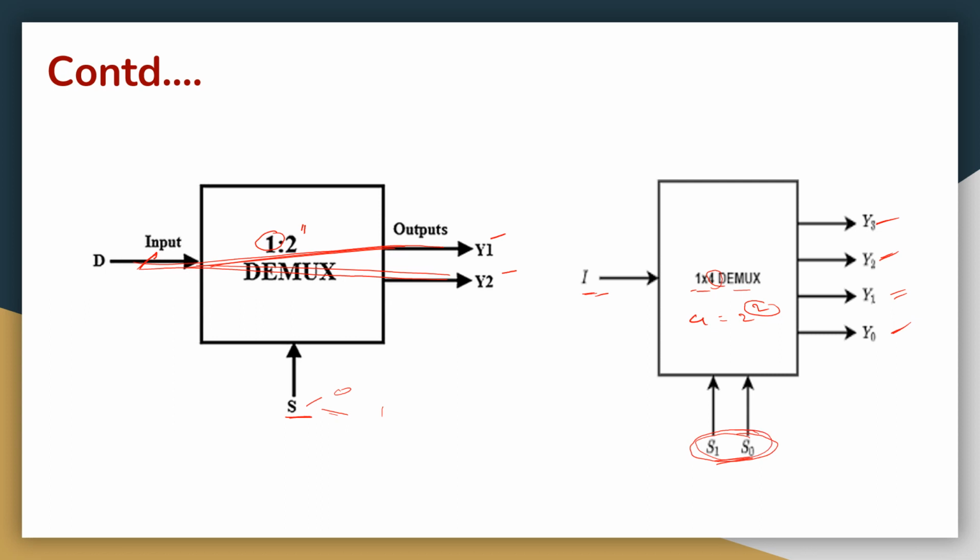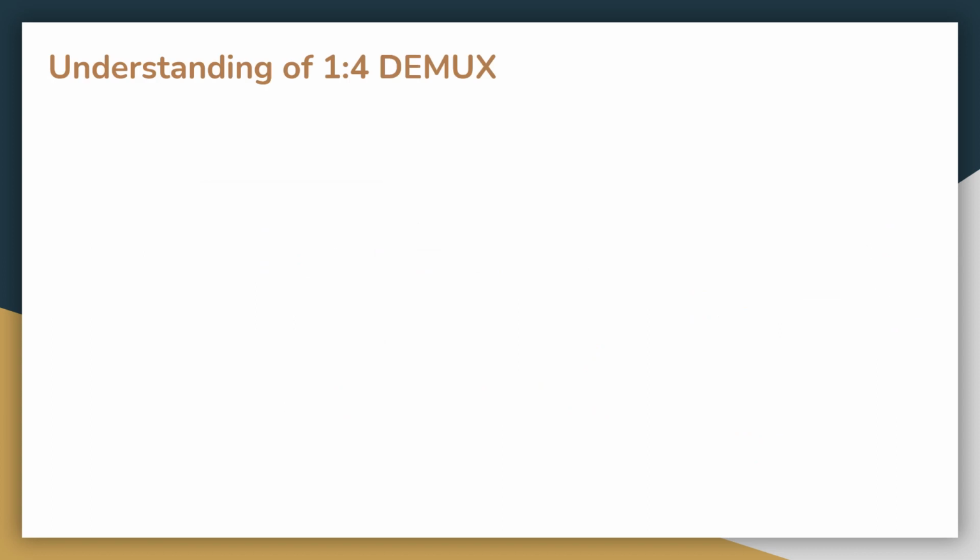So like this, the same concept can be extended for 1:8 demultiplexer, and like that, 1:16 demultiplexer. In case of 1:8, the number of selection lines is 3. In case of 1:16, the number of selection lines is 4. Okay, so we will go into detail especially about the 1:4 demultiplexer at the start. Later we can go for 1:8 and 1:16. So now, understanding the 1:4 demultiplexer.